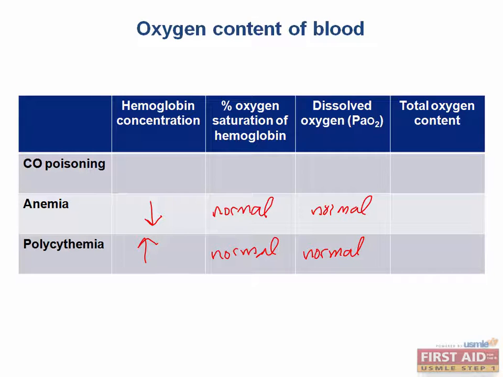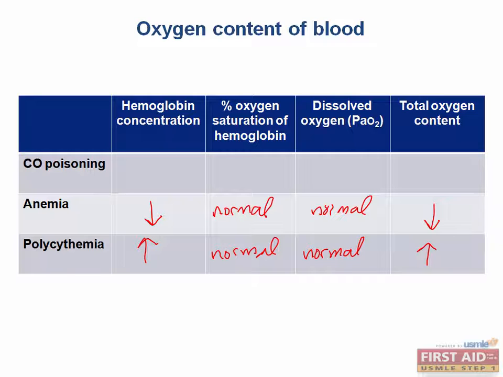And what about total oxygen content? Well, this will follow the same trend as hemoglobin concentration. In anemia, there simply just isn't enough hemoglobin present. This will lead to a decreased overall oxygen content. In polycythemia, the oxygen content will be increased because of red blood cell proliferation.